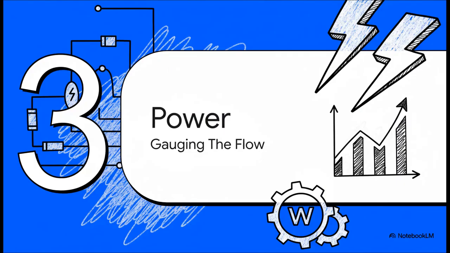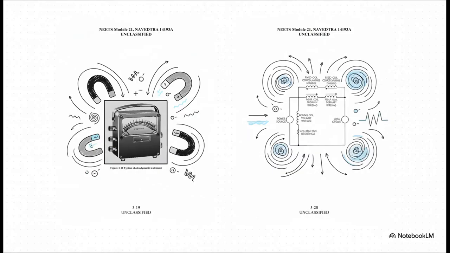So we've just talked about how to measure the opposition to energy flow. Now let's flip that around and look at how we measure the flow itself. It's time to talk about power. This is all about gauging just how much energy is being used or moved around in a circuit, and we measure it in watts.